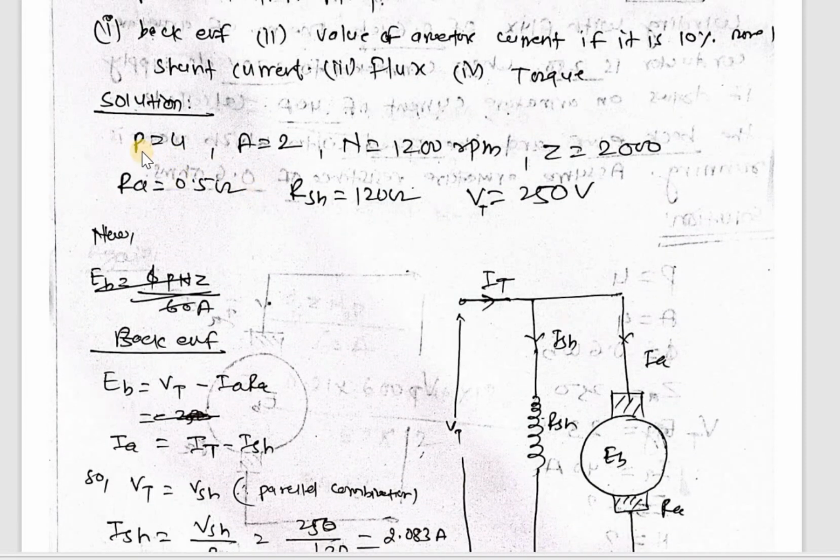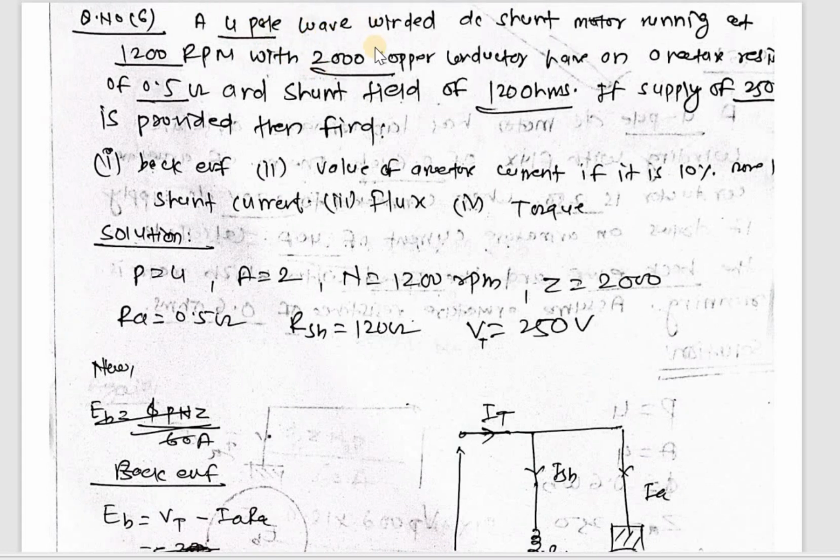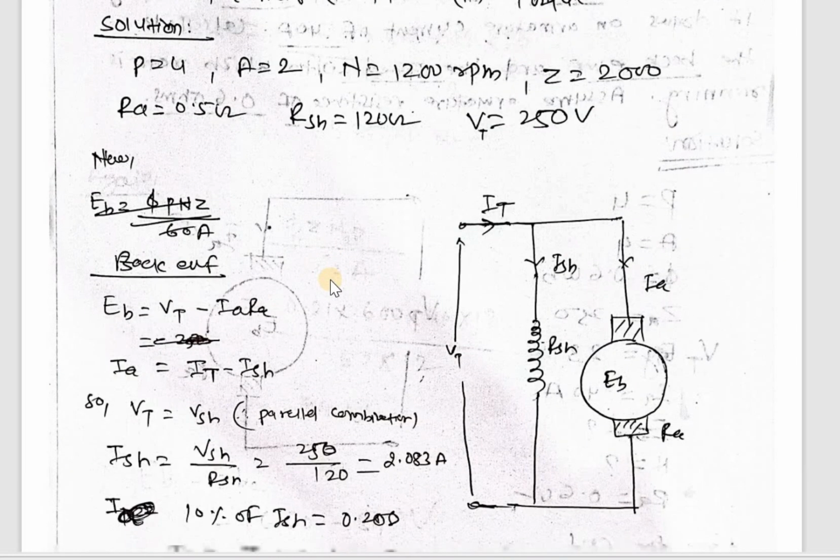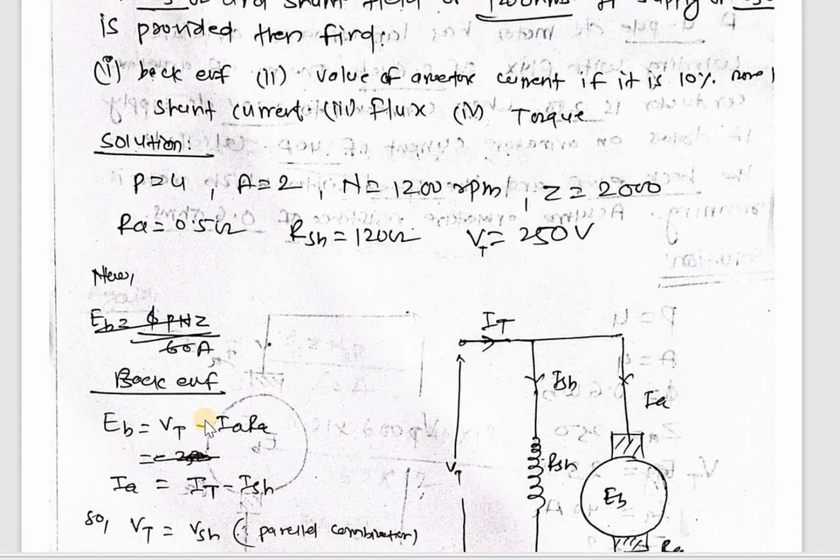In the question given, number of poles P equal to 4, A equal to 2 because it is wave winding, N equal to 1200 rpm, Z equal to 2000, Ra equal to 0.5, Rsh 120, and Vt is equal to 250 volt. Rsh is the shunt resistance. So we have to find the back EMF.